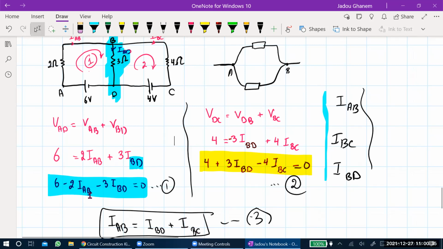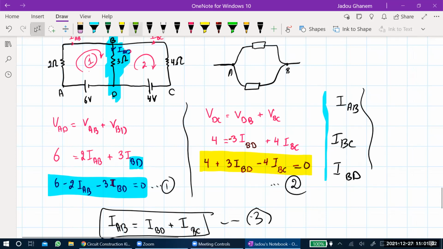Look here, IAB, IBD, here IBD, and IBC. So in each of these two equations, we have only two unknowns. And in the last one here, we have three unknowns. The easiest way we can do it usually is to use equation number 3 to substitute the unknowns of the other two equations, and we keep only one unknown.